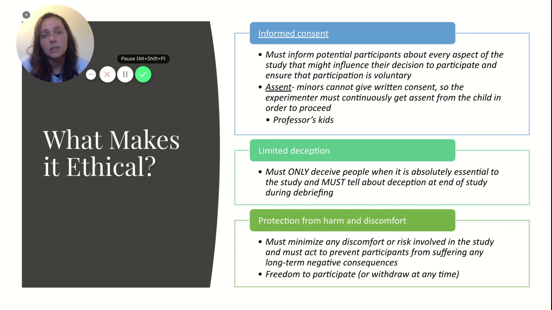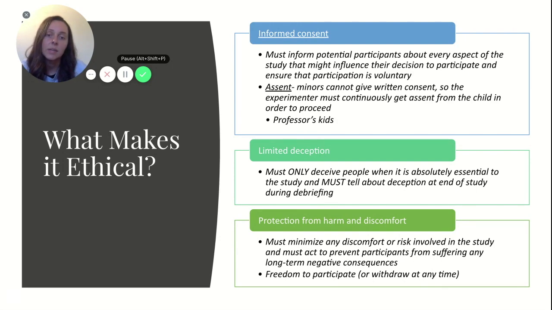Now, there is also assent, which is pretty much the same thing, except this is for minors, because anyone under the age of 18 cannot sign a legal document. And so this must be signed by a parent or guardian, and then the people conducting the experiment or the research have to continuously check with the children to make sure that they are doing okay, right? So you're constantly checking with them to see if everything is going well.